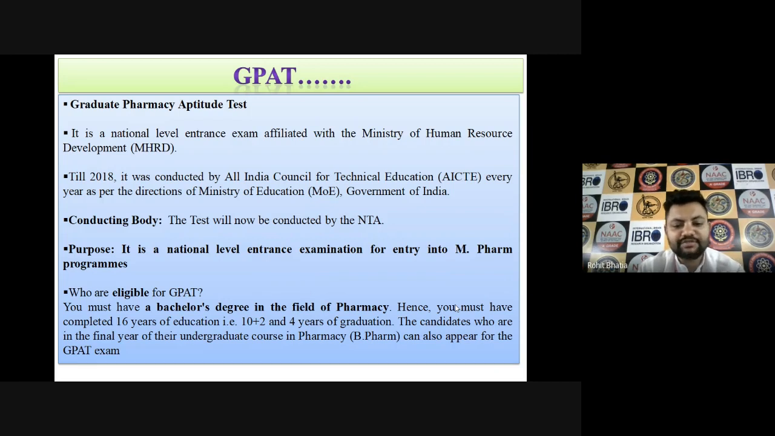So who is eligible for GPAT? Candidates who have a bachelor's degree in the field of pharmacy are eligible to appear in GPAT. Hence, you must have completed 16 years of education, that is 10 plus 2, 12 years, plus 4 years of graduation, that is B.Pharm. The candidates who are in the final year of their undergraduate course, B.Pharm, can also appear for the GPAT exam. It is not compulsory to have the B.Pharm degree already. If somebody is in the 8th semester or 7th semester, they can also apply for GPAT.